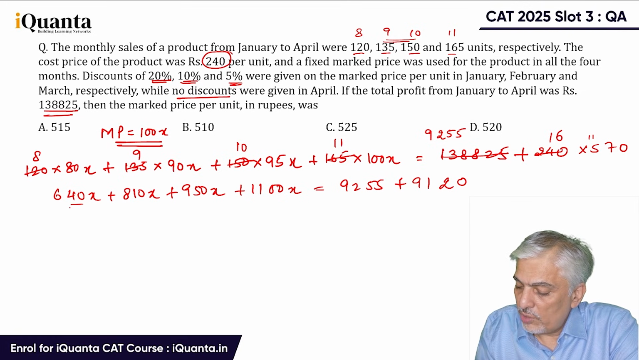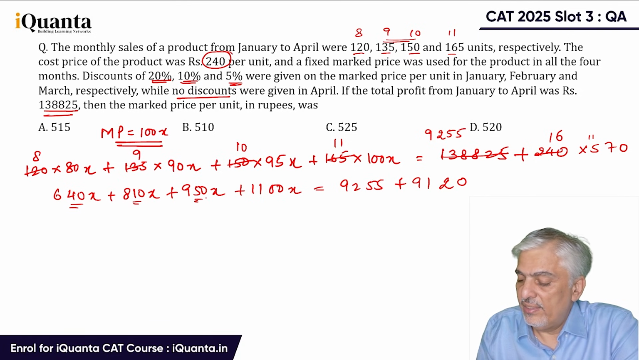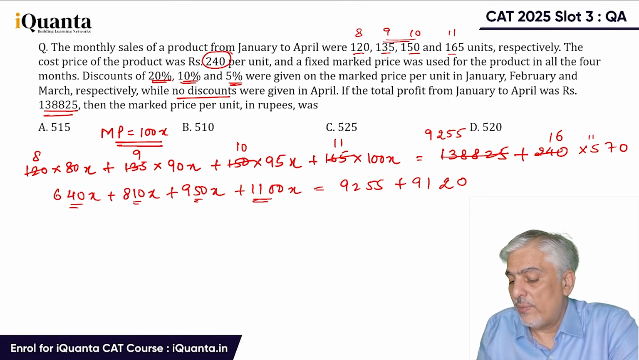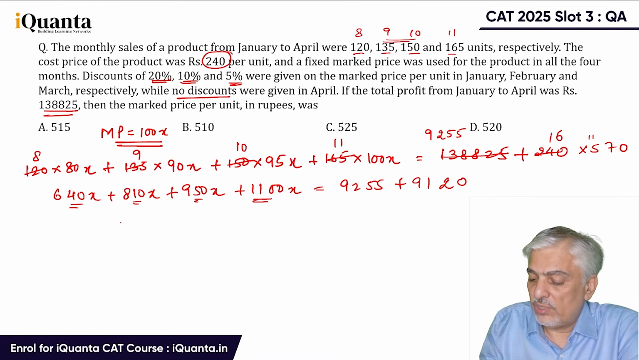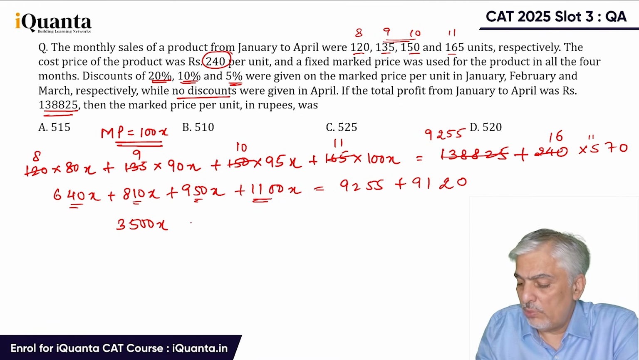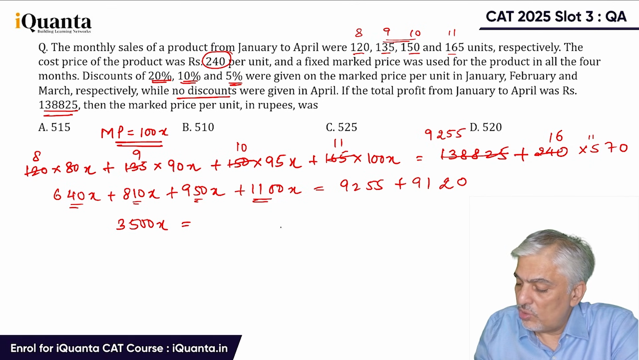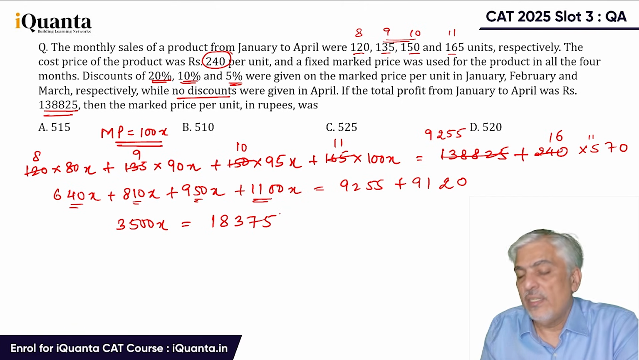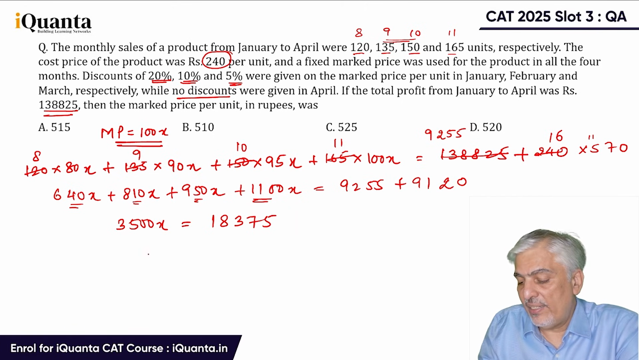So I've got a 40 plus 10, 50, 50 plus 50, 100. 100 plus 1100 is 1200. 1200 plus 9, 21. 21 plus 8, 29. 29 plus 6, 35. So this is 3500x. You all could have used the calculator, no problem over here. This will become 18375. Remember, you don't want to find x, you want to find 100x.